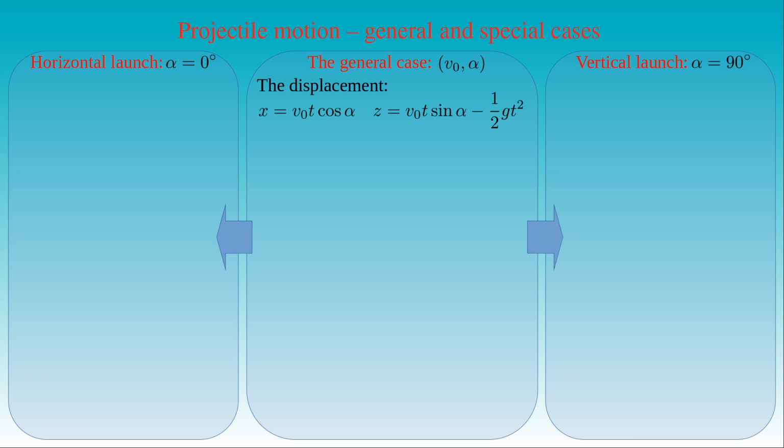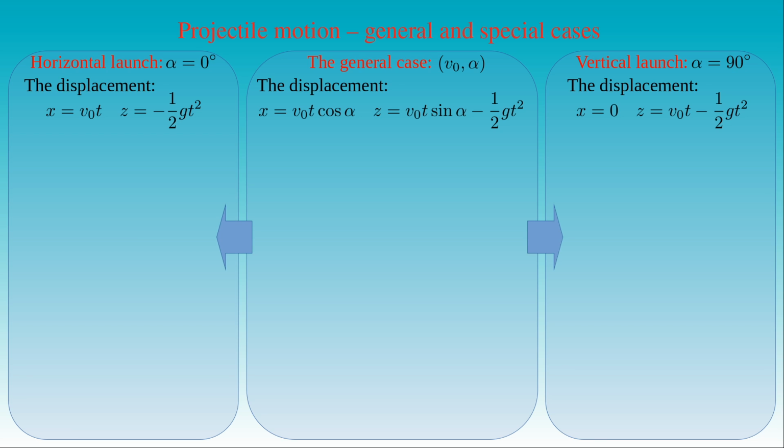In the case of the horizontally launched projectile, cosine alpha is equal to 1 and sine alpha vanishes. Then the displacement x is given by v0 times t, and the equation of the displacement z reduces to minus 1 over 2 times g times t squared. In the case of the vertically launched projectile, cosine alpha vanishes and sine alpha is equal to 1. As a result, the horizontal displacement x of the projectile is 0, as it must be for a vertically launched body, and the vertical displacement z is equal to v0 times t, minus 1 over 2 times g times t squared.